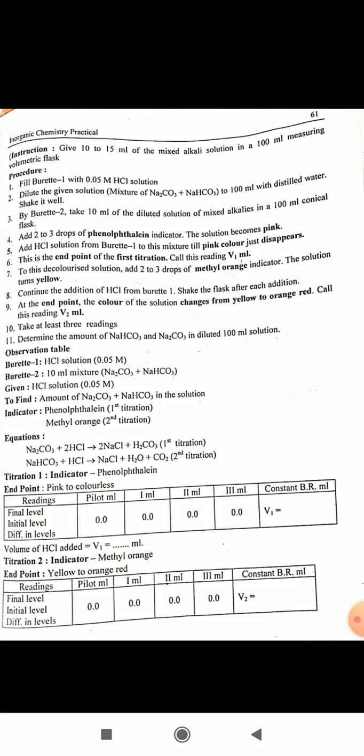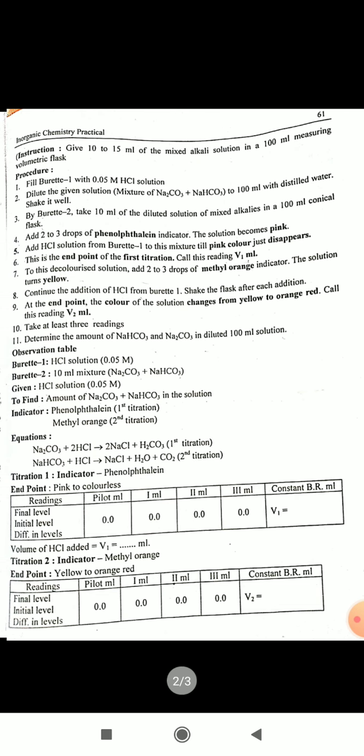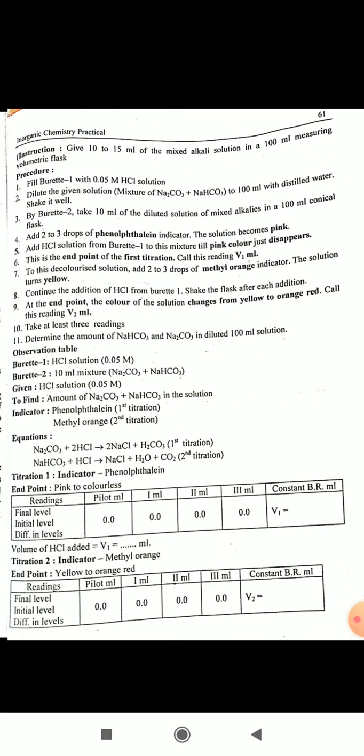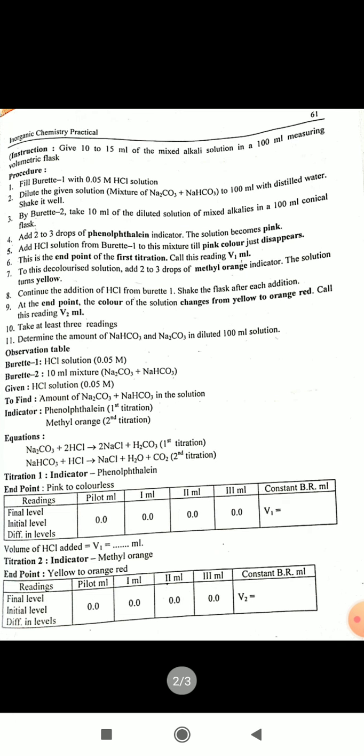The procedure of this practical: fill the burette first. The first burette is filled with 0.05 molar HCl solution. Dilute the given mixture of Na2CO3 plus NaHCO3 to 100 ml with distilled water. By burette second, take 10 ml of the diluted mixture of alkalis in a 100 ml conical flask. Add 2 to 3 drops of phenolphthalein indicator. The solution becomes pink. Add HCl solution from the burette till the pink color just disappears.